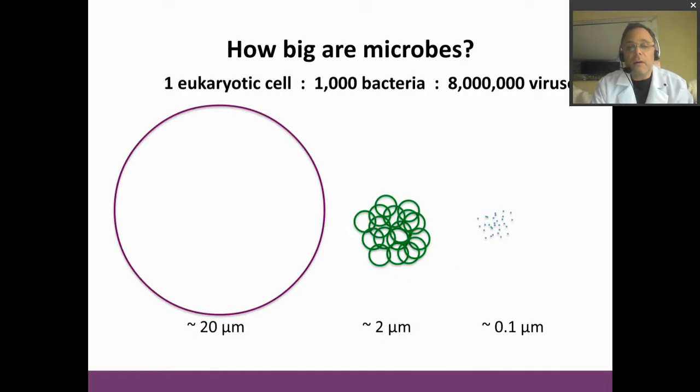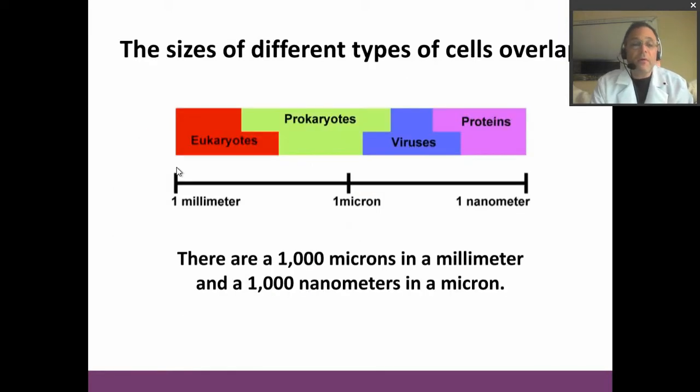So now, how many of these guys can fit in there? Well, in one eukaryotic cell, we could fit 1,000 bacteria and 8 million viruses. Once again, we're looking at scale here. So if right here we're looking at eukaryotic cells, such as your body cells, prokaryotic cells, varying in different types, are smaller. Viruses, varying in their different types, are also smaller. And proteins by themselves are smaller than that.